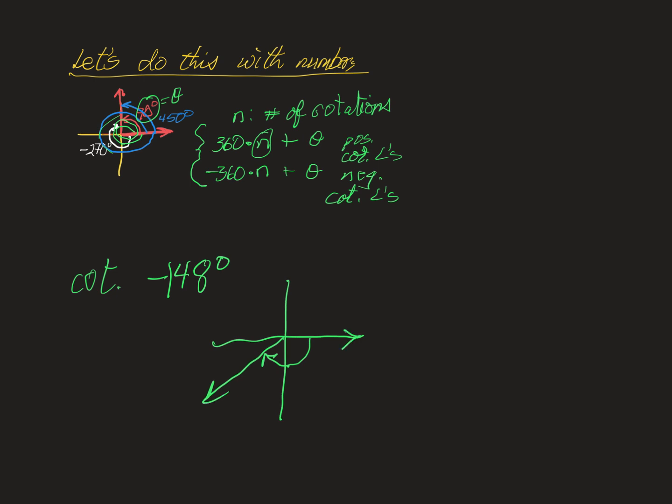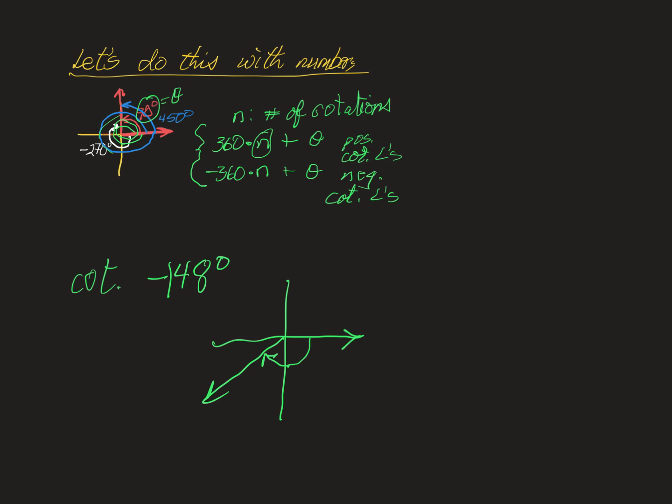So here's my initial side. Here's my terminal side. There's the rotation of 148 degrees in the negative direction. Okay? I should use my lightsaber and make noises every time, right? Anyway, I'll try and remember to use it more often.